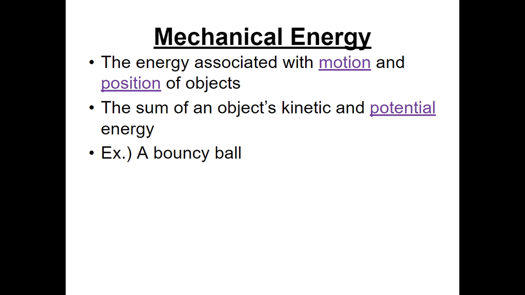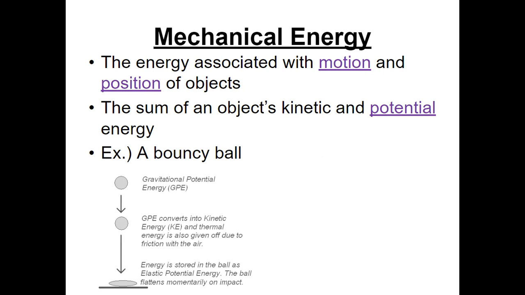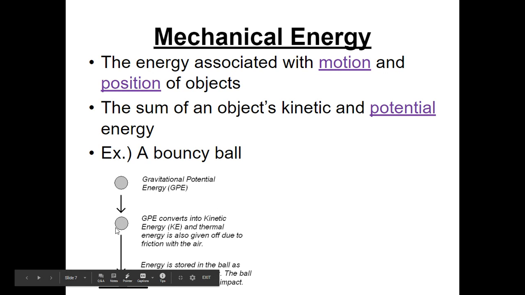An example of mechanical energy is a bouncing ball. So if we have this ball at the top, it has a lot of gravitational potential energy. As the ball falls, some of that gravitational potential energy turns into kinetic energy, that moving energy. But it still has some, so now it has kinetic energy, but it still hasn't hit the ground yet, so it still has some gravitational potential energy.